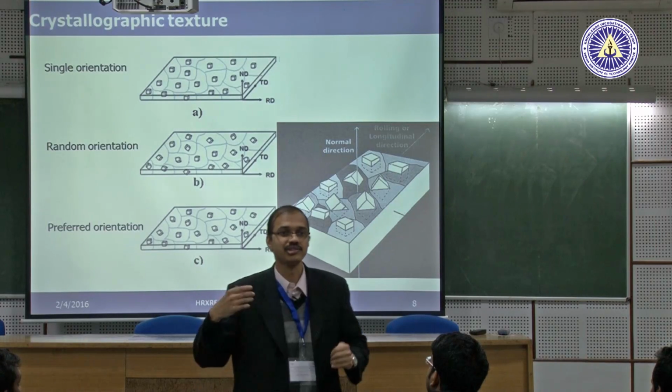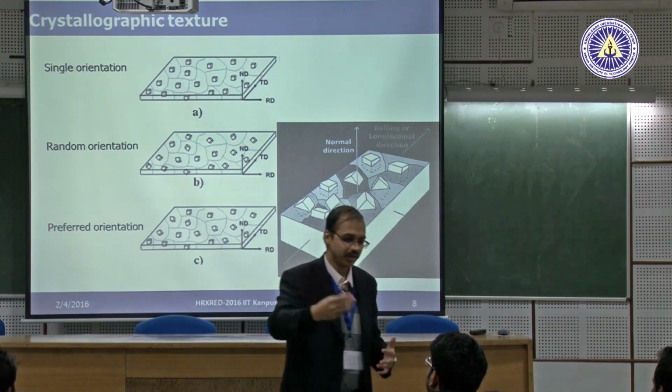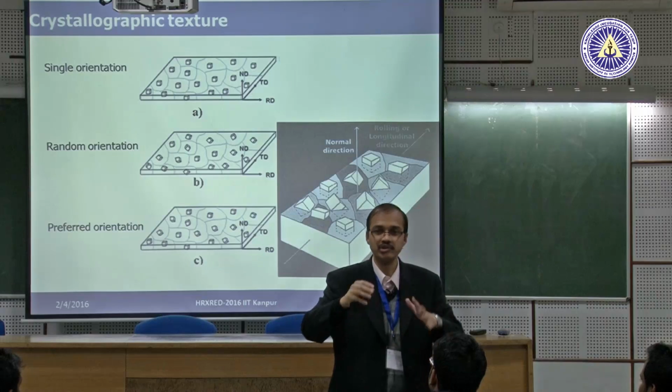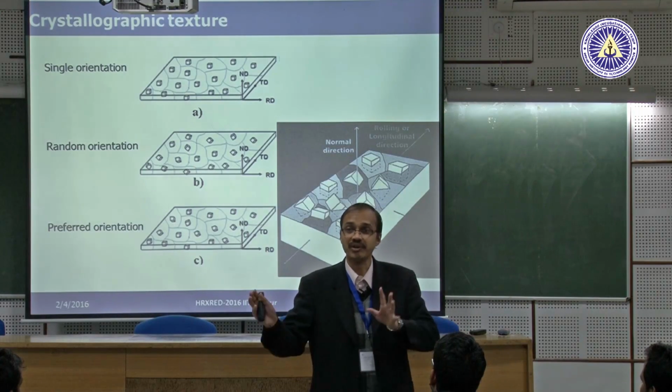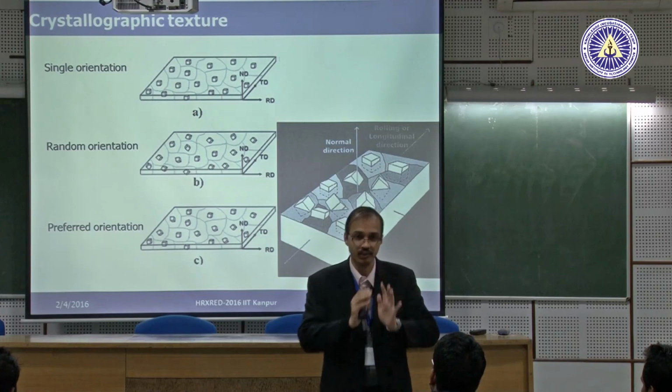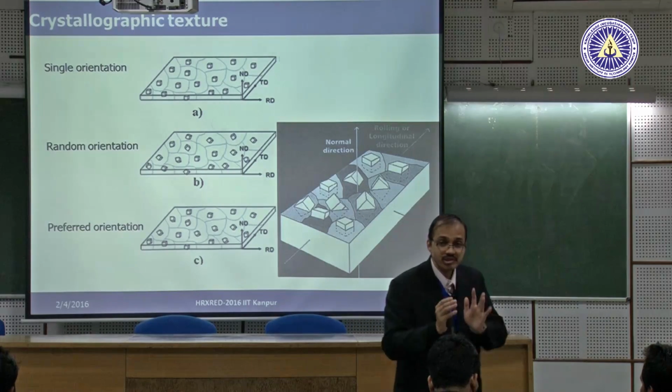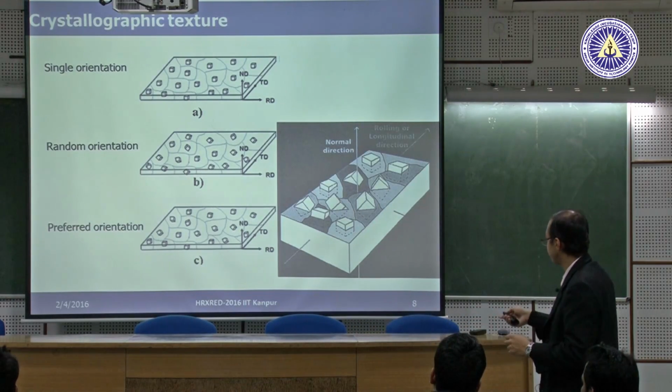This is more in what is happening even sociologically, because I believe humans and materials behave in the same way. Okay, so this is what happens. So there is a little bit of preferred orientation. Okay, so this is what we are talking about. So this is known as crystallographic texture.